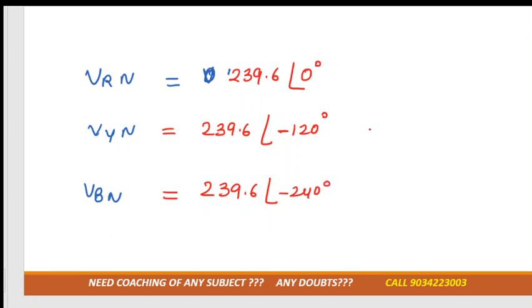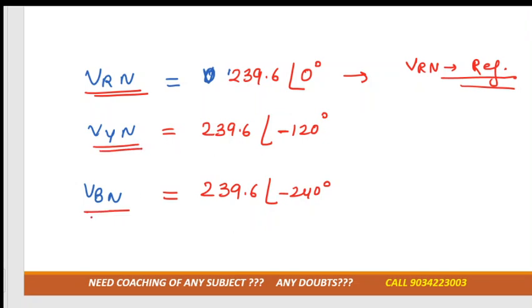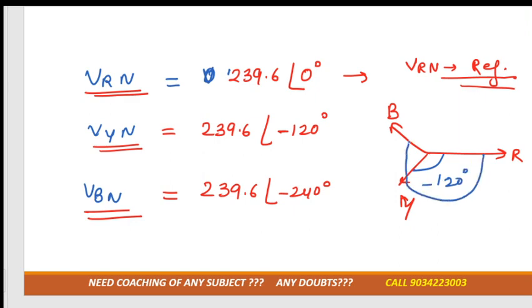Remember I told you VRN will always be taken as the reference. So the first angle is 0 degree because it is the reference, the next angle is minus 120 degree, and the next angle is minus 240 degree. If you don't know, you can draw the phasor diagram like this. This one is R, this one is Y, this one is B. So the angle between R and Y is 120 degree and the angle between R and B would be minus 240 degree. Clear this thing?